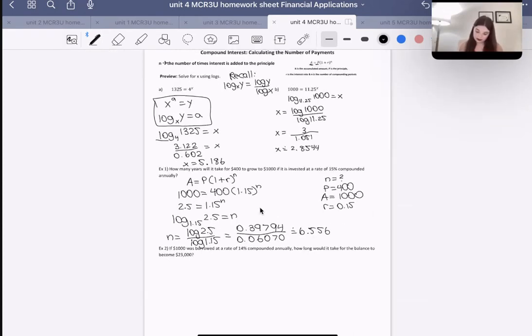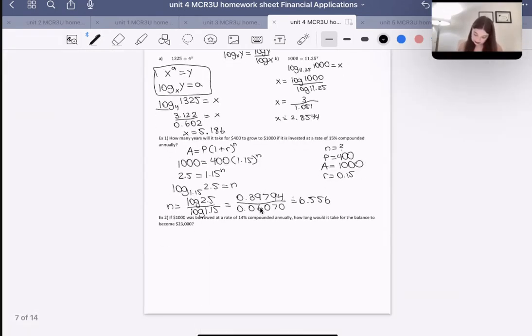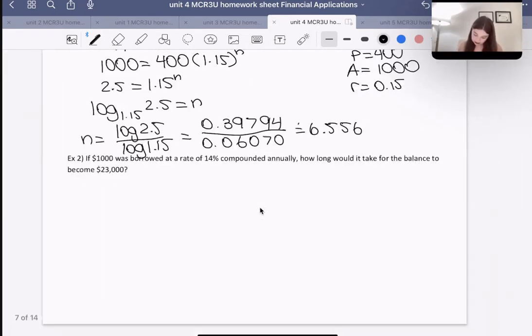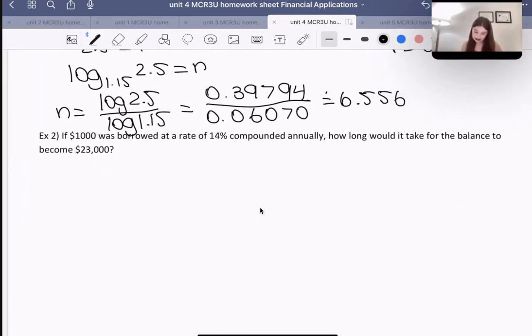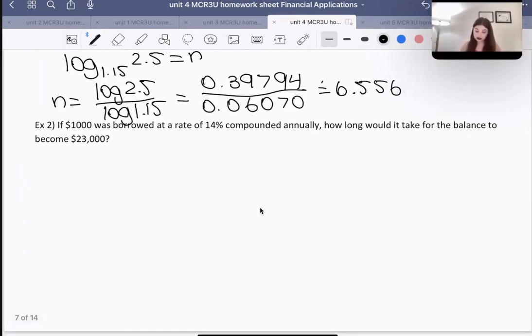All right, very good. Let's move on to example 2. Example 2 says, if $1,000 was borrowed at a rate of 14% compounded annually, how long would it take for the balance to become $23,000? Okay, so again, $23,000 from when $1,000 is all we borrowed, that's going to take a very, very long time, even though 14% is a very high interest rate.